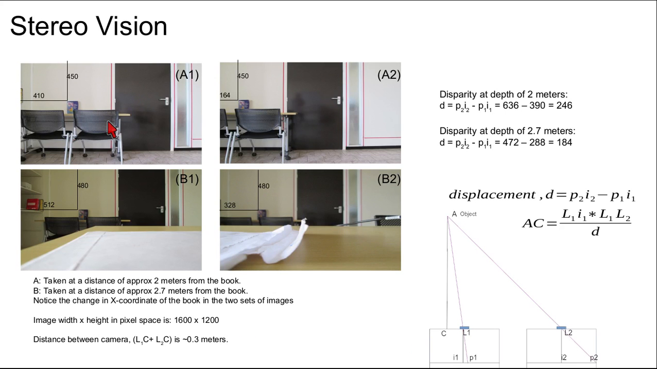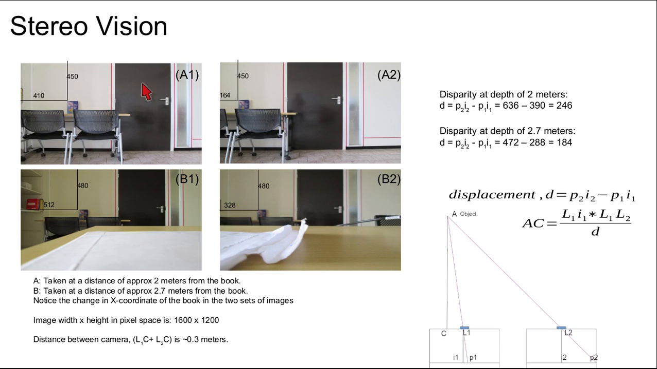Let us look at an example to understand how this works. Two cameras which have a resolution of 1600 by 1200 pixels were placed next to each other at a distance of 0.3 meters. That means the distance L1 to L2 is 0.3 meters for these cameras. The cameras were arranged so that they were at a distance of 2 meters from this scene, from this book more precisely. And one set of images have been taken.